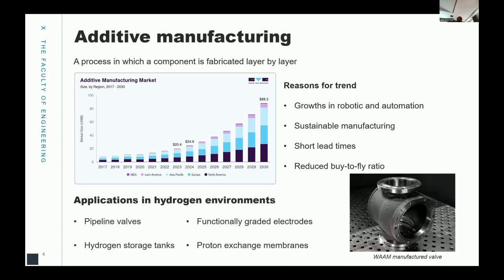In terms of applications for the hydrogen environment, we have pipeline valves manufactured by additive manufacturing. It can also be used to clad these valves, to protect them from hydrogen embrittlement or corrosion. Also, there are uses in some hydrogen storage tanks, and there's research going on for additive manufacturing being used for proton exchange membranes.